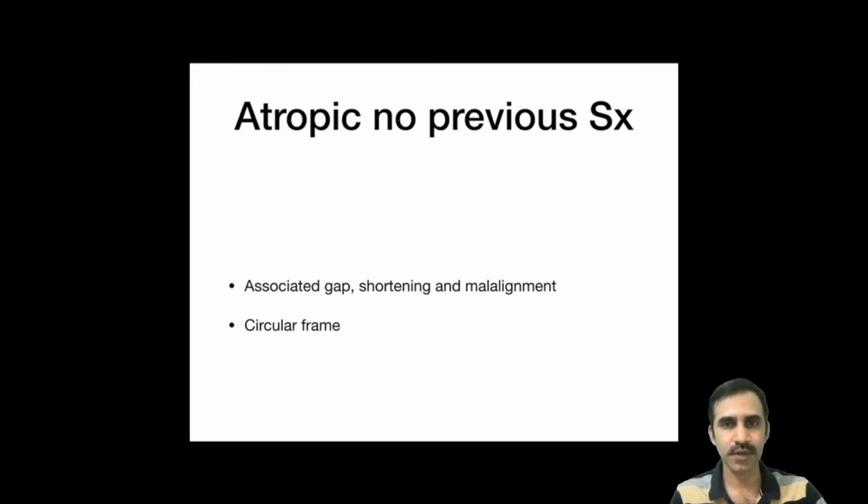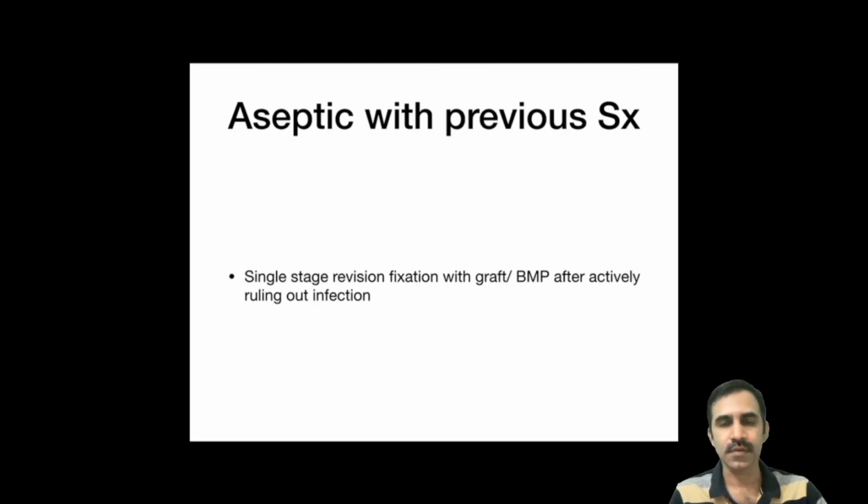The patient is having an atrophic non-union with previous surgery. If there is associated gap, shortening, and malalignment, the treatment of choice is circular frame. If the patient has had a previous surgery and there is no infection, single stage revision fixation with graft or bone morphogenetic protein after actively ruling out infection is the treatment of choice.